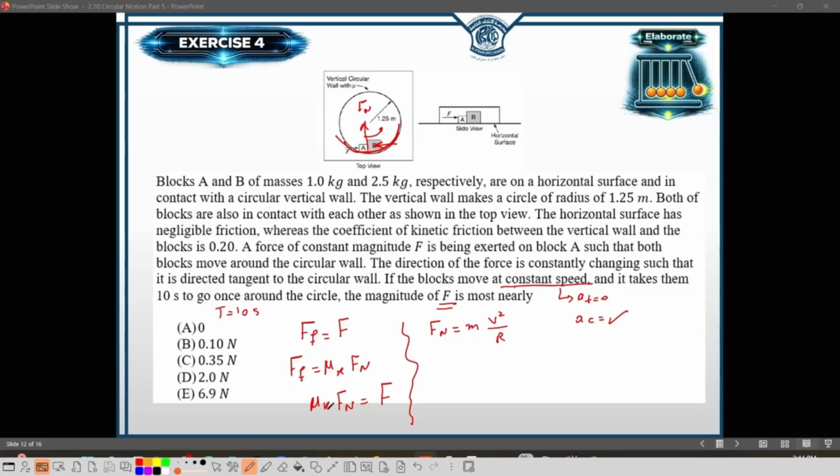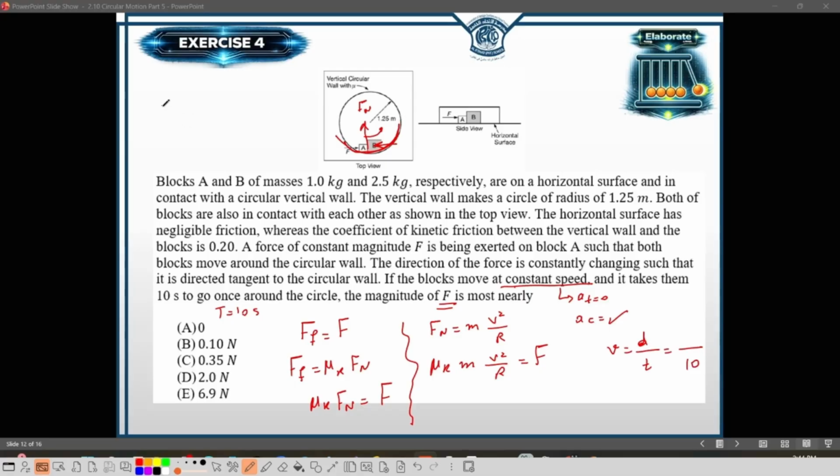Now we substitute mv squared over r in this equation. So mu k times mass times v squared over r is equal to F. Now the velocity itself is not given. However, from this information, one can deduce the velocity. The speed in general is the distance over time, and the time needed to complete one circle is 10 seconds. So the time is 10 seconds for one complete circle.